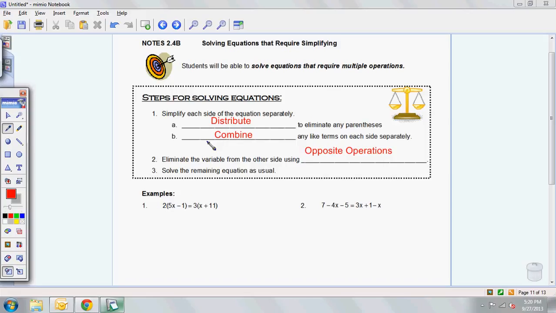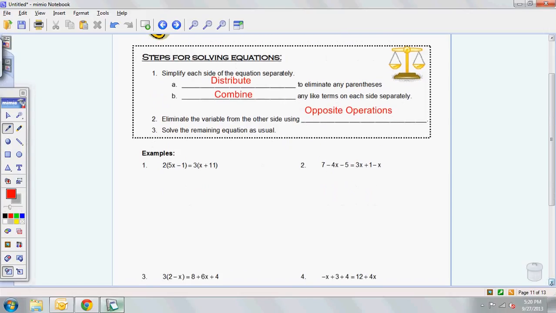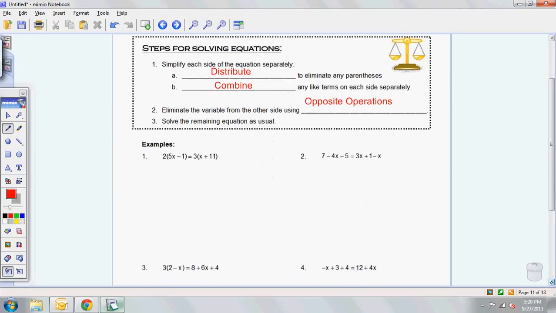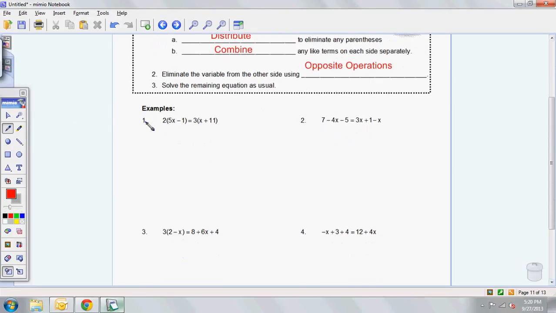After you've simplified, you're going to use the opposite operations, just like we've been practicing, to get that variable on one side, and then just keep solving that equation as usual. Let's jump into some examples so you know what to do. We have an equation here that needs to be simplified before I can start getting the variable on one side. Right here, I see this is something I can distribute.